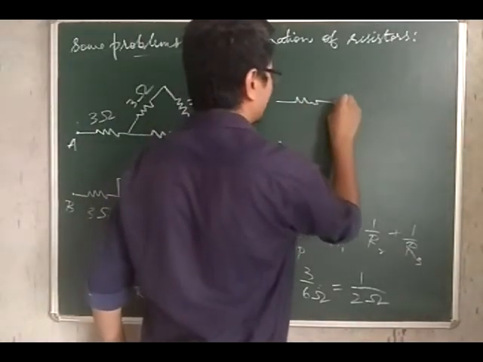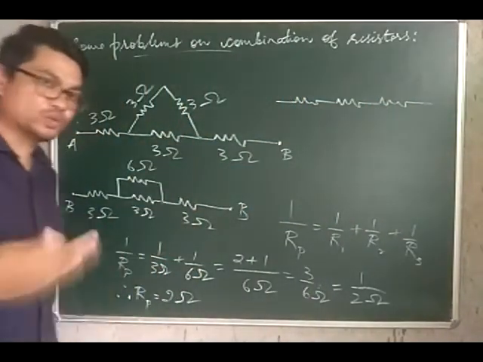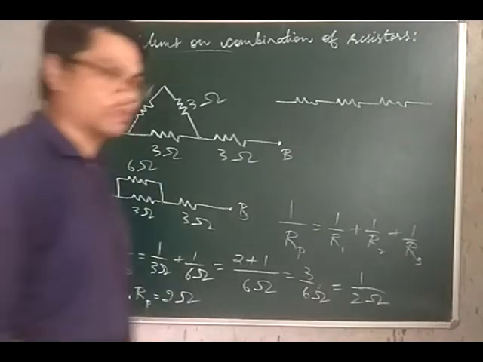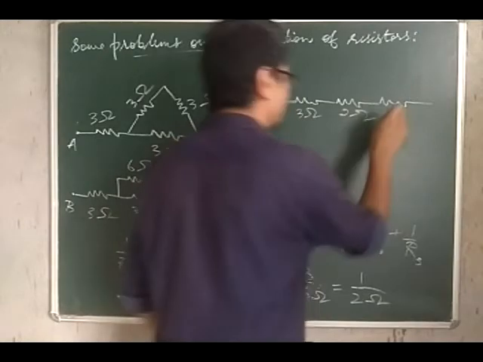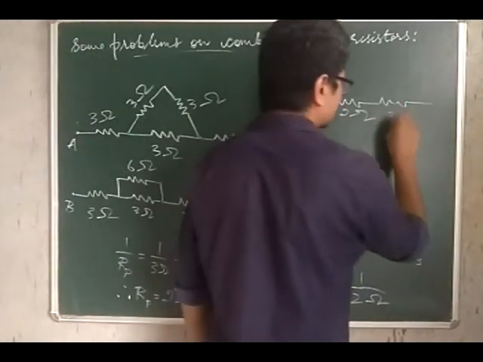So the picture finally becomes, and I'm drawing 3 different pictures just to make you understand. You don't have to go on drawing these pictures again and again. So we have 3 ohms over here. This is now 2 ohms, the equivalent of these two, and this is 3 ohms again.